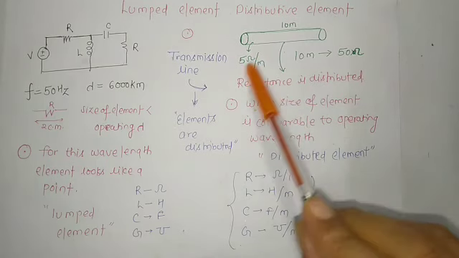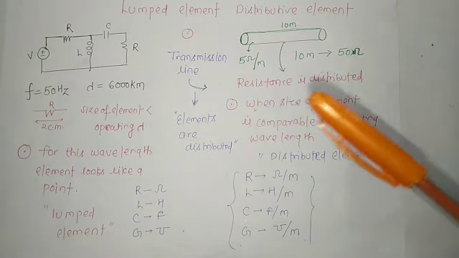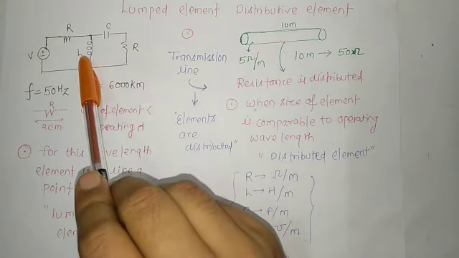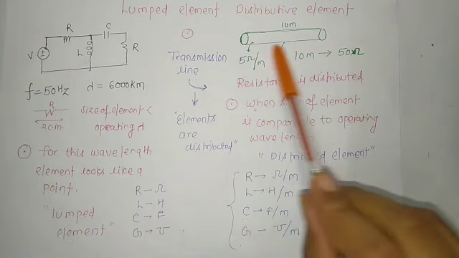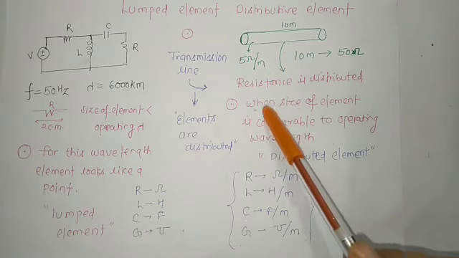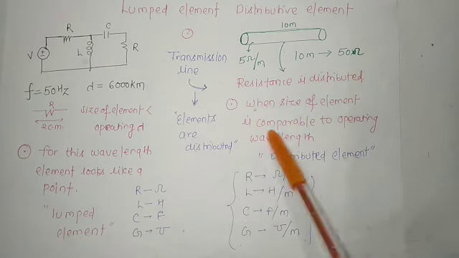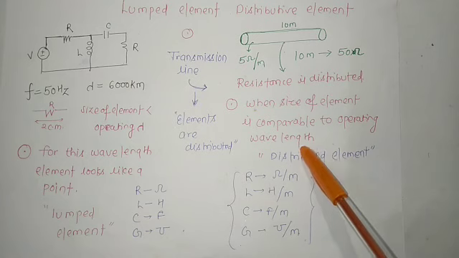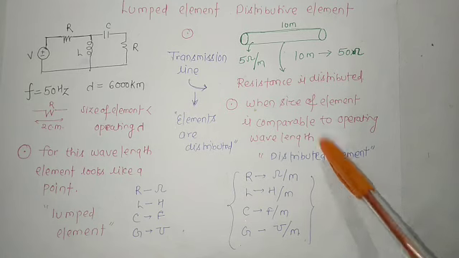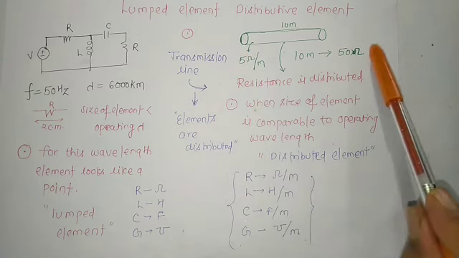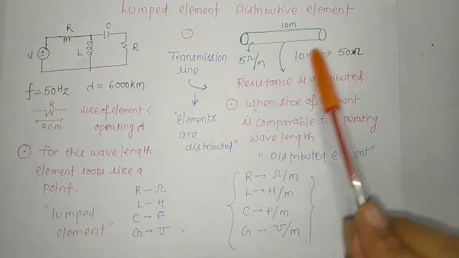Another thing, if I ask whether you can pick the resistance from this conductor, your answer will be no. But from this circuit, can you pick the resistance? You can pick. Can you pick the inductor? You can pick. But in this case you can't pick the element. Whenever the size of the element is comparable to the operating wavelength, then that element is known as a distributive element. In the case of distributive elements, the elements are distributed along the structure, and you can't pick them.